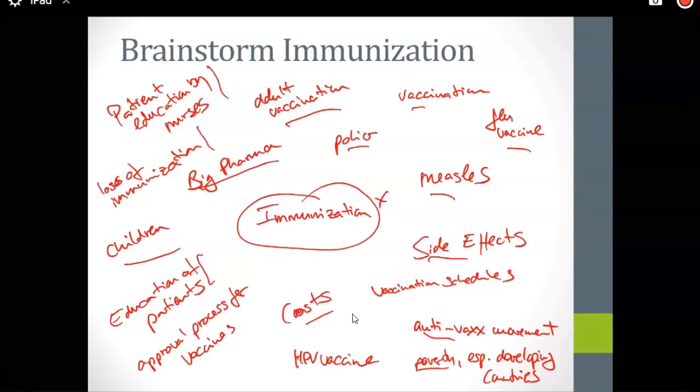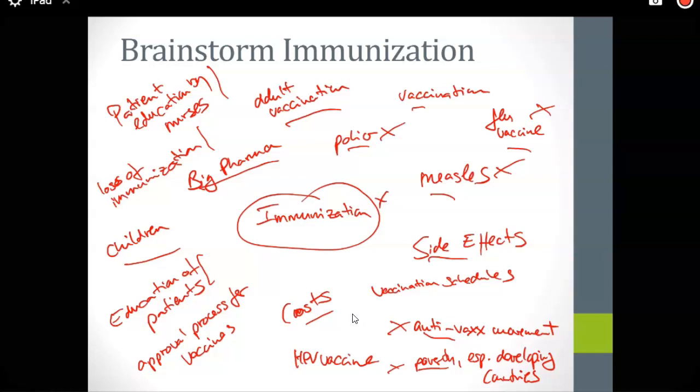So here is my example of a brainstorm that I did. You'll see I wrote down immunization in the middle right here. Sorry about that, let me go back. And then I wrote down all the things that came to my mind. I wrote down different types of vaccination, connected with immunization. I wrote down different types of vaccines like polio, measles, flu vaccine, and so on. I also wrote down some of the things that I remember reading about, the anti-vax movement, thinking about poverty, that might impede immunization or vaccination rates.